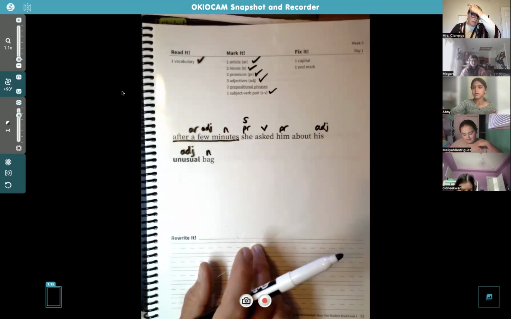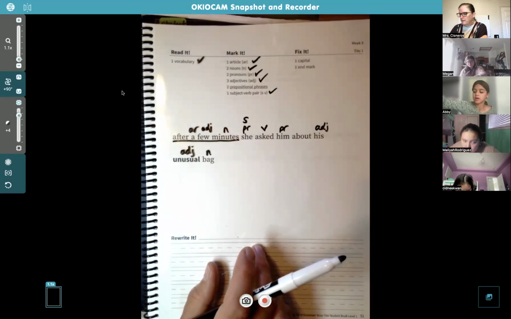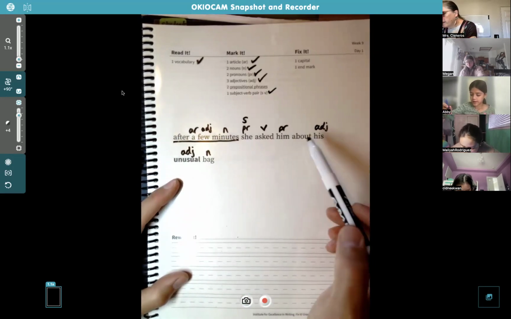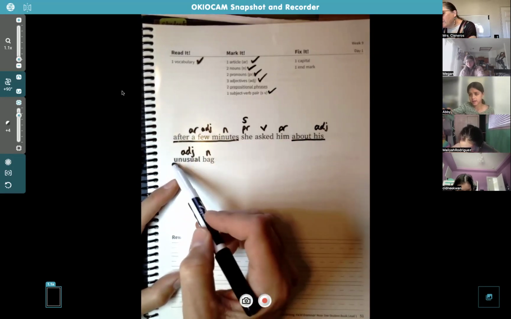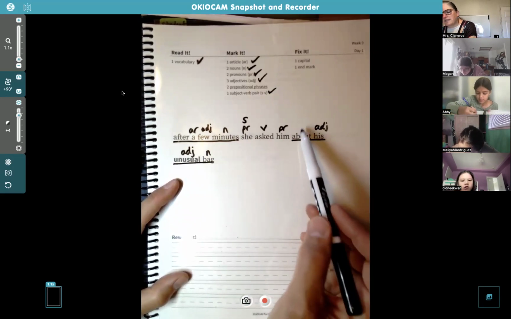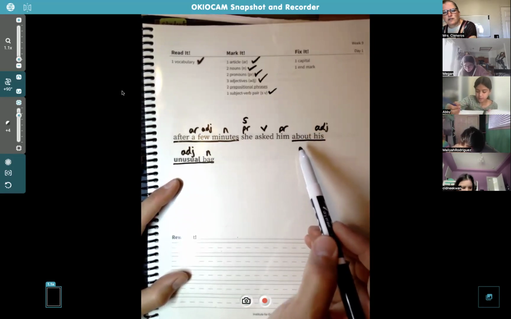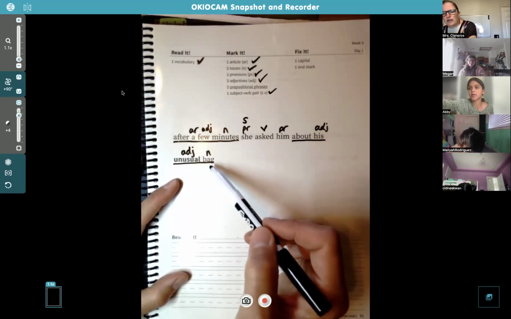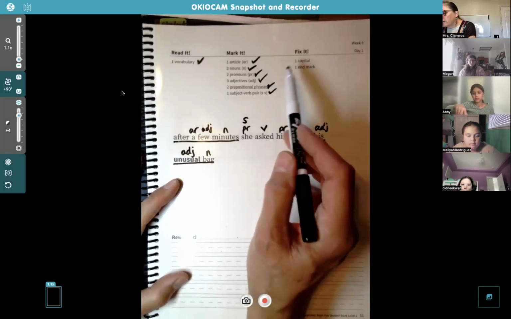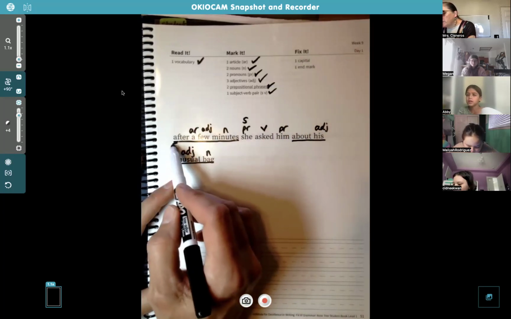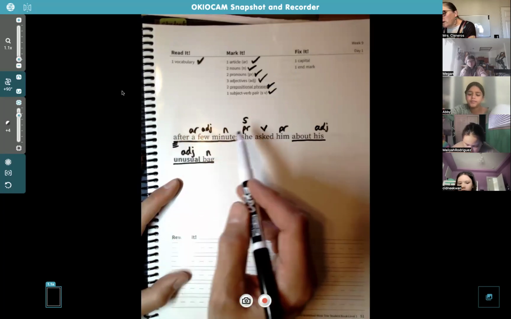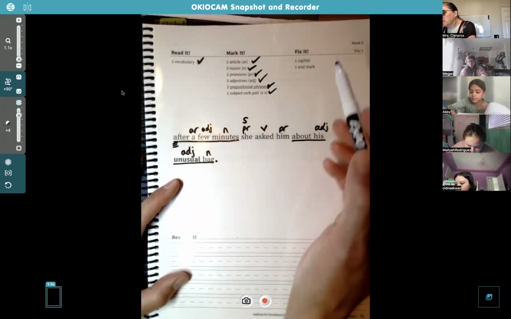Abby, where's the other prepositional phrase? About his unusual bag. Yes, very good. So about doesn't have a label. That's going to be a preposition. And then it's going to stop on the noun bag. Very good. And then the capital, you guys probably already saw that. It's the first word. And then the end mark goes here. It's just a period.